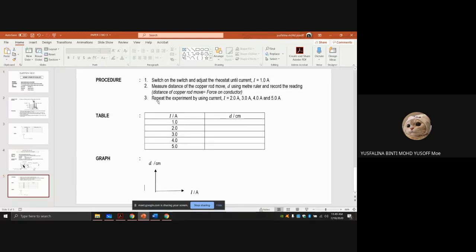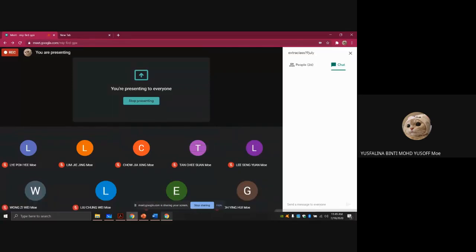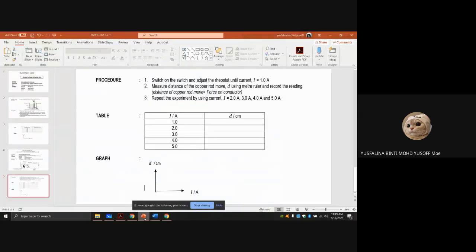Then repeat the experiment by using different currents. Five sets of readings minimum: 1, 2, 3, 4, 5. Then copy back all the manipulated variables, make sure they have symbol and unit. This one is the distance here, D. You also have to make a symbol here: distance of the copper rod moved, so the symbol is D.